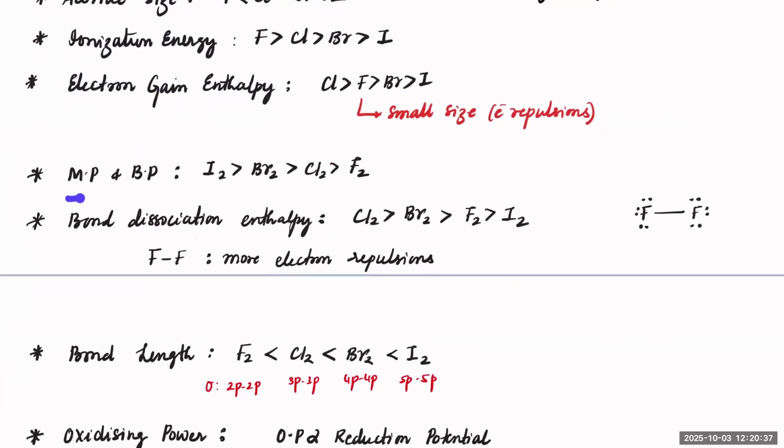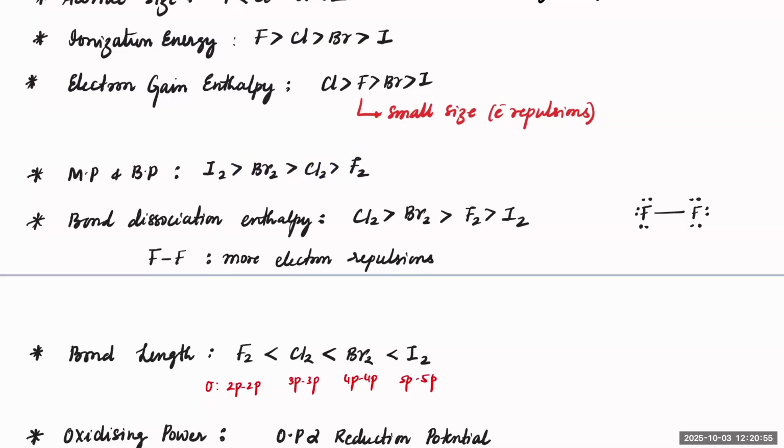Boiling point and melting point: because they only have London forces, as they are non-polar, molar mass is the most impactful factor here. That's why I2 will have a higher melting and boiling point than bromine, chlorine, and lastly fluorine.